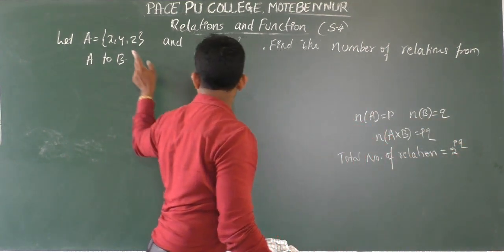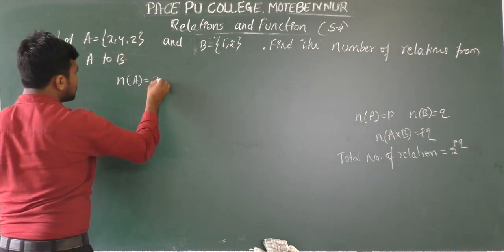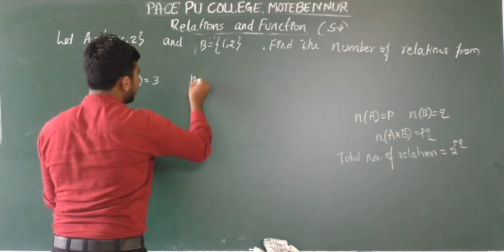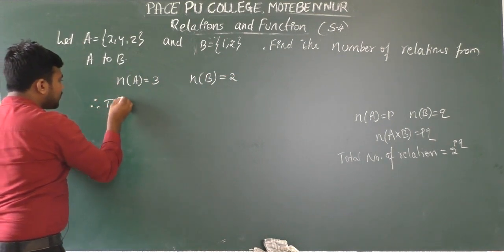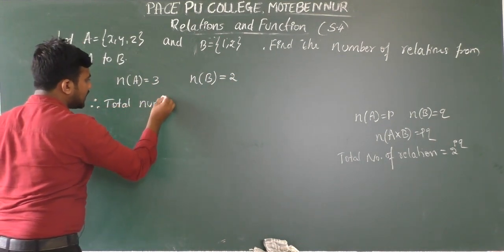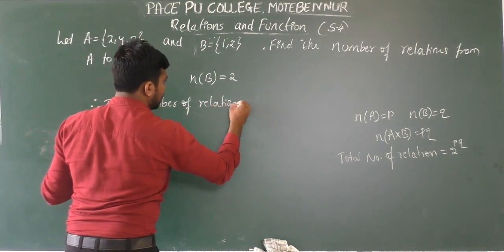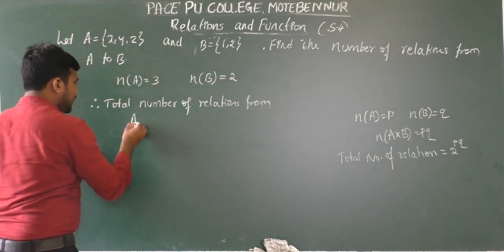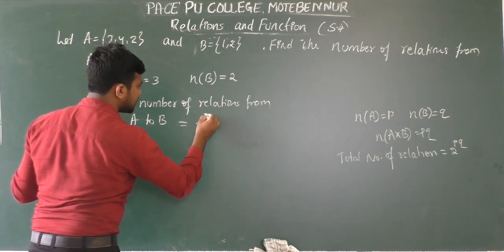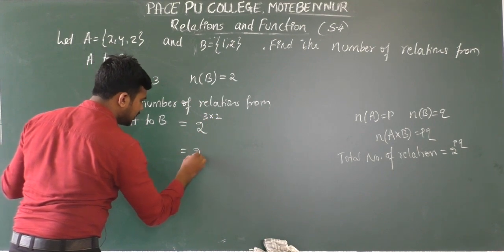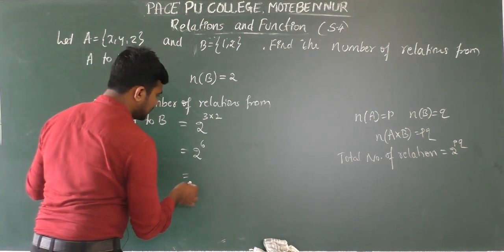So here, how many elements in A do you have? 3. How many elements in B do we have? 2. Therefore, the total number of relations from A to B is 2 to the power P into Q, that is 3 into 2, which is nothing but 2 to the power 6. 2 to the power 6 is nothing but 64, right?